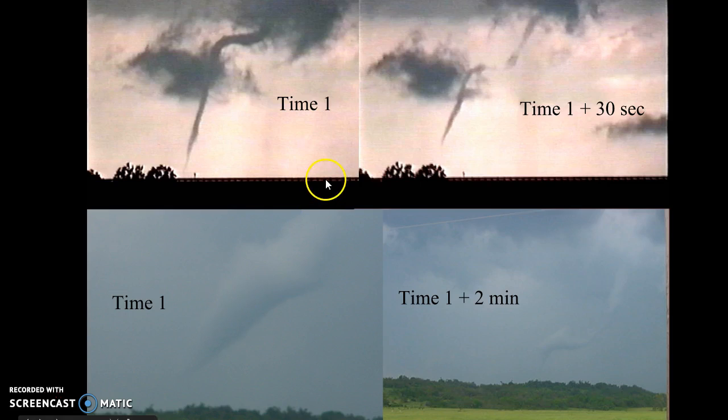And notice the times. Okay, 1 minute, 1 minute 30 seconds, another minute, 1 to 2 minutes. This all happens very quickly. The timing of a tornado is short but intense.